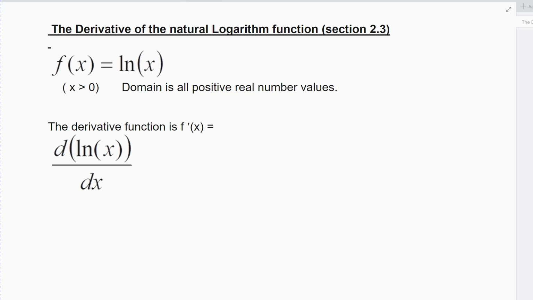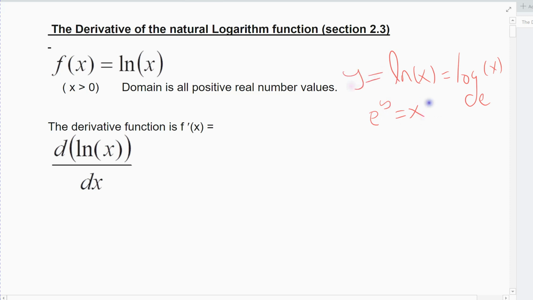Alright, so remember, the natural log is a log function. The ln of x just represents log base e. It satisfies the function e to the y equals x. That's what the function equals: what exponent on my base e function will give me that x value inside the logarithm. So remember, that's what the natural log is.